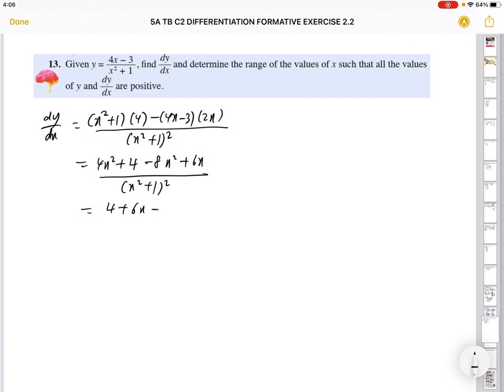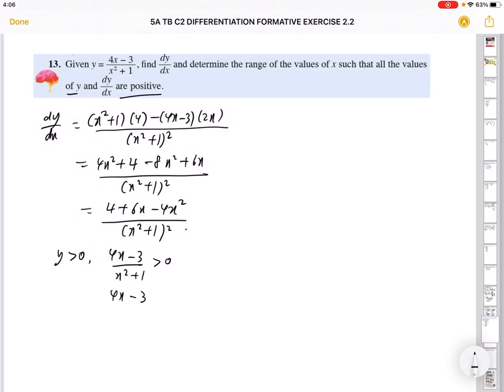Now, they say determine the range of values of x such that y and dy dx are positive. So there are two conditions. Number one, your y must be more than 0. Now notice your denominator doesn't affect anything because x squared plus 1 is always more than 0. So it's just the numerator that is more than 0. X is more than 3 over 4. This is your first condition.